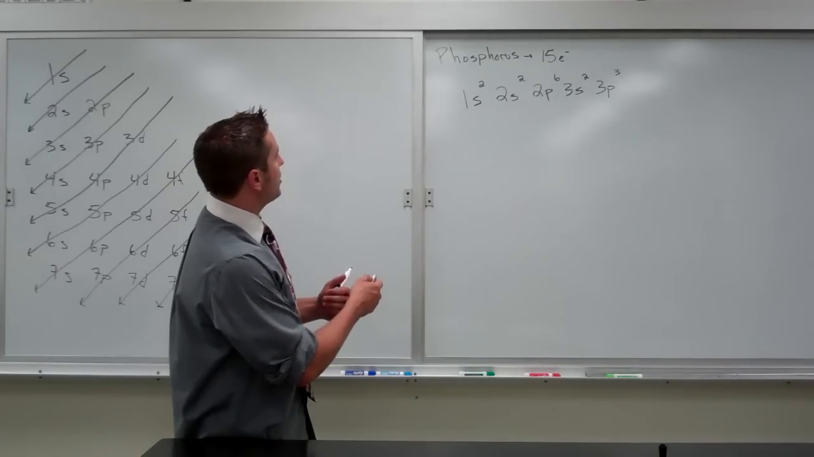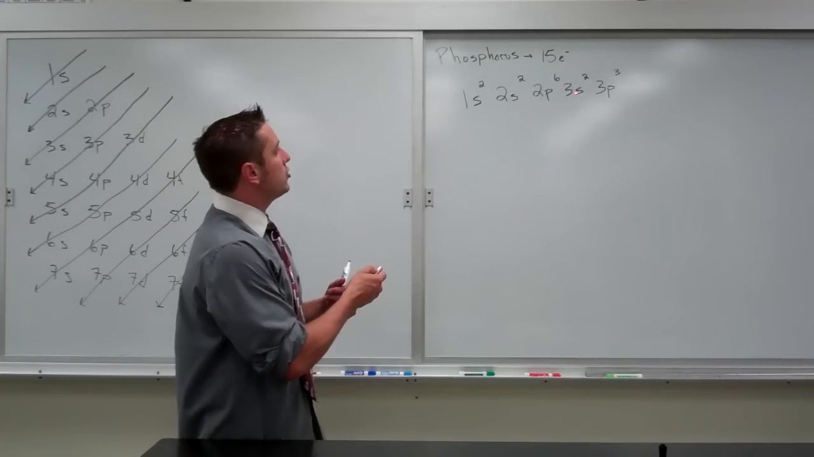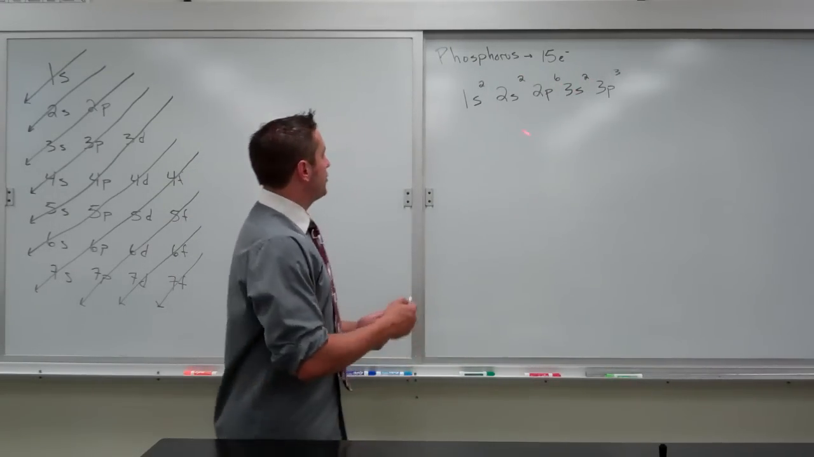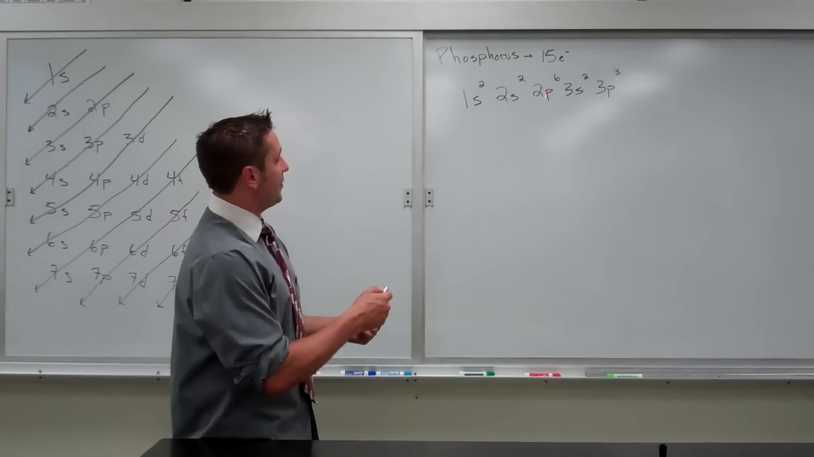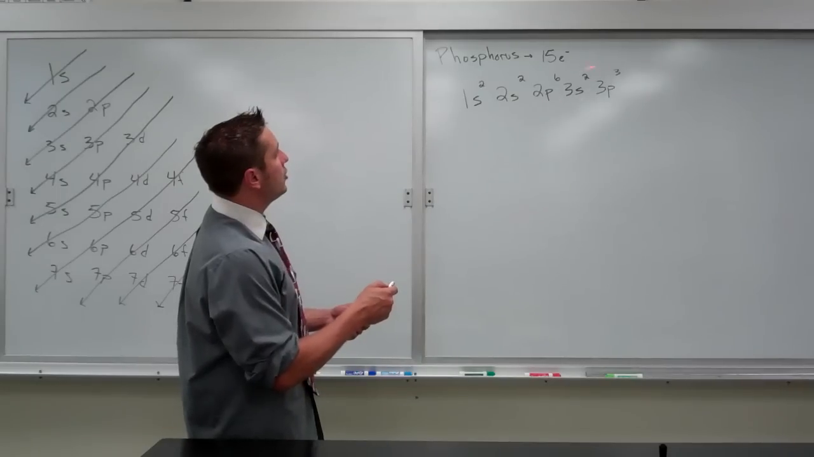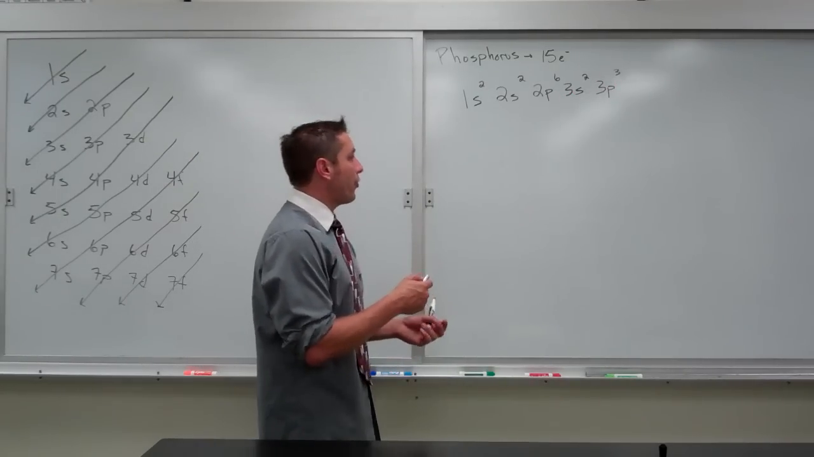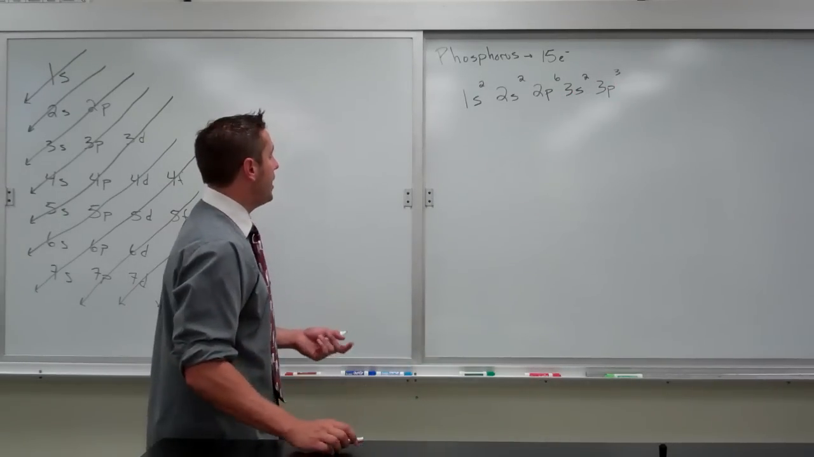And notice the numbers add up: 2, 4, 10, 12, 15. So you have 2 electrons in the 1s orbital, 2 in the 2s, 6 electrons all in the 2p, 2 electrons in the 3s, and 3 electrons in the 3p.